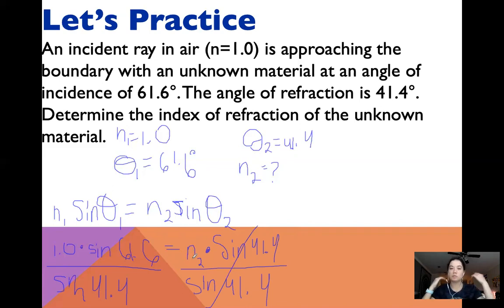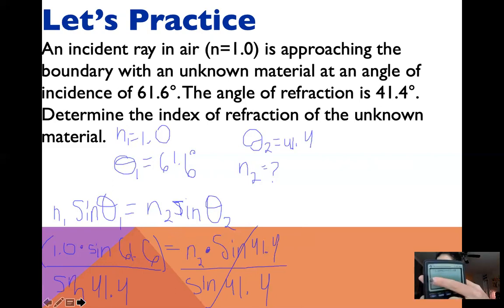Here is where we'll go to our calculator. Remember my rule. Put everything in the numerator, if there's more than just one thing, in its own set of parentheses before hitting divided by, okay? My denominator just has one thing, so I'm not going to bother with parentheses. So I'm going to open a set of parentheses. I'm going to type 1.0 times sine of 61.6.